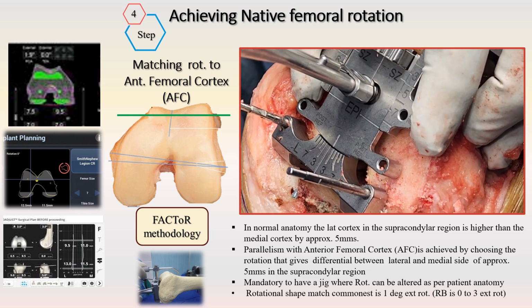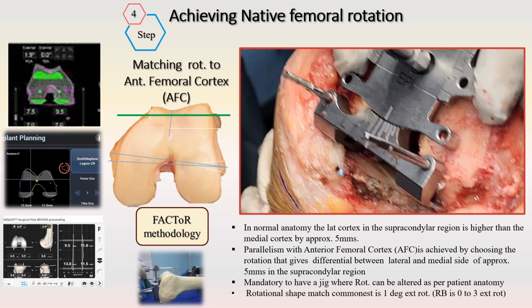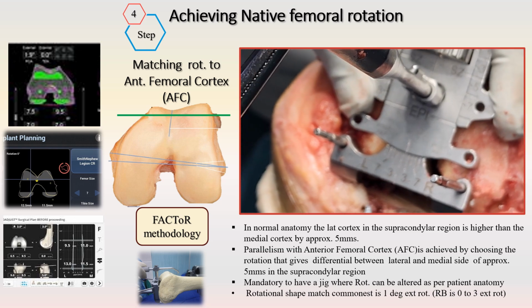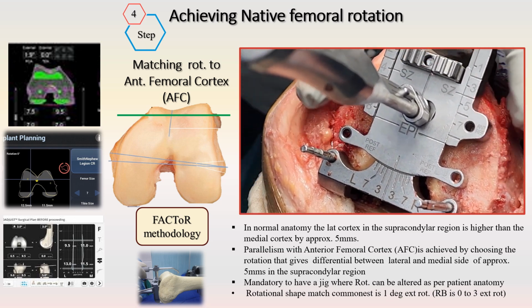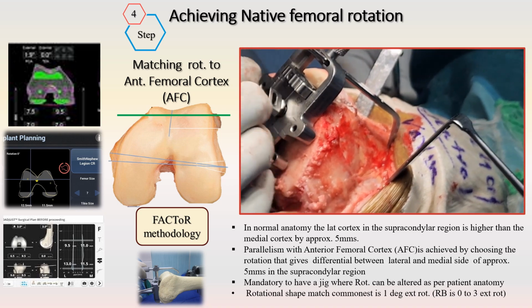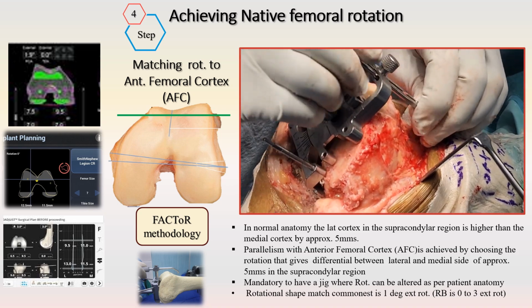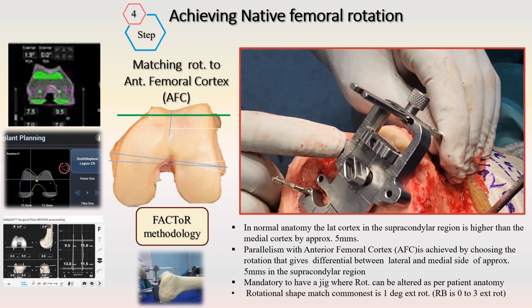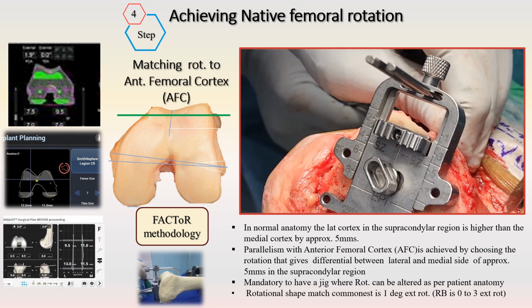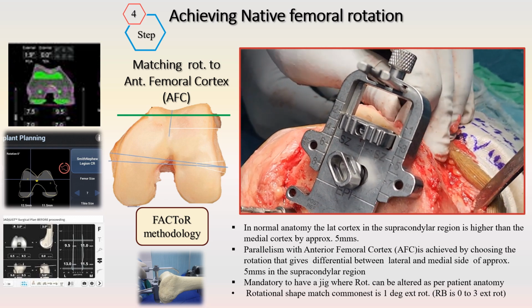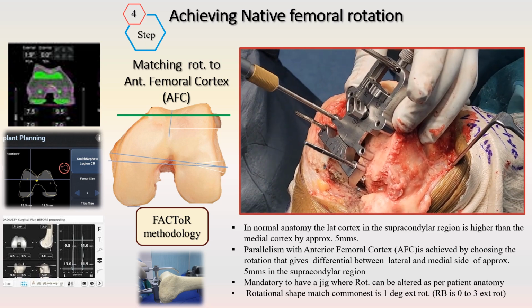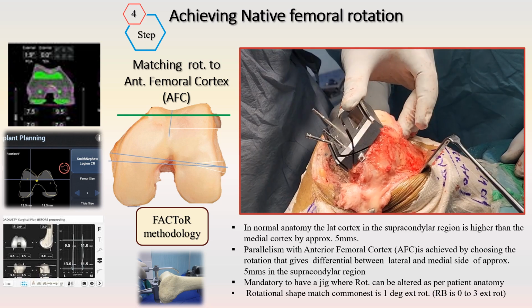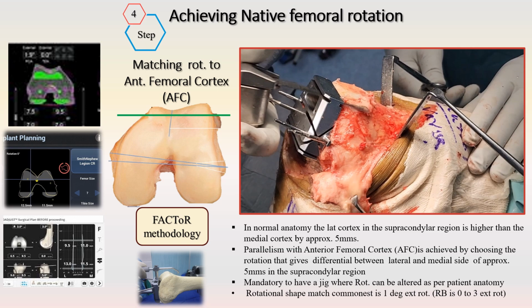Now I'm bringing the rotation to 1 degree of external rotation. I'm tightening it, and then I'm going to reassess the differential between the lateral and the medial side of the anterior femoral cortex. So now I'm looking back again, and the differential seems to be 5 millimeters, which is our aim. And now we have shape matched our femoral rotation to the native femoral rotation. Now we always use posterior referencing, and we have pinned the block in place. Then we put a 4-in-1 block and we proceed to cut as usual.